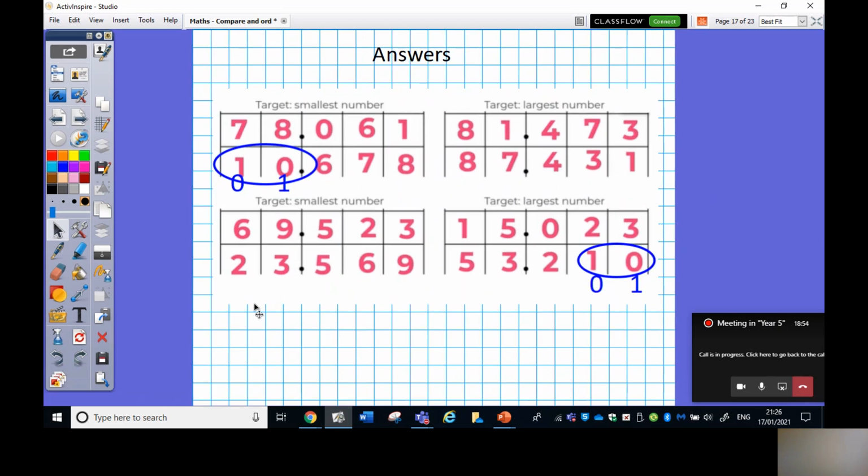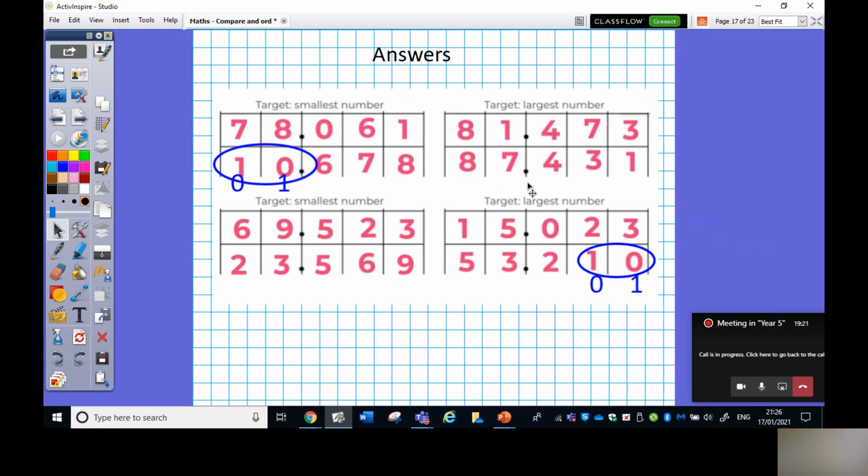Let's take a look. So the smallest number that you could have created was 10.678. Some of you might have written 1.678, but as we've said before, the 0 isn't worth anything in this case, and so therefore it would be a 4-digit number.